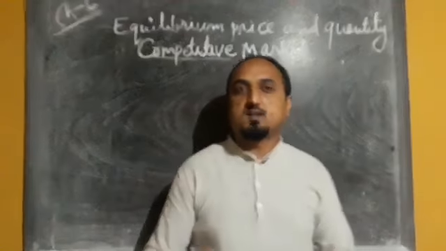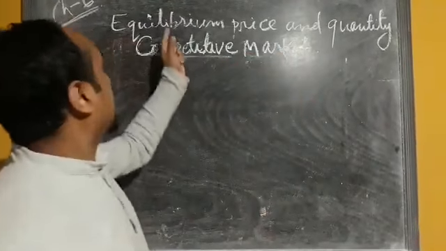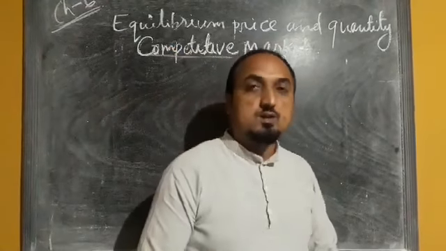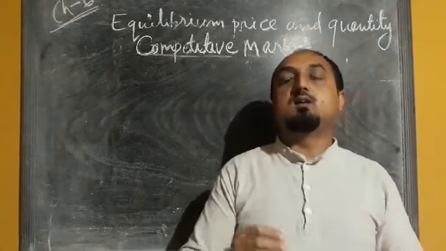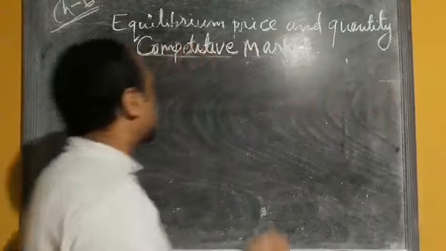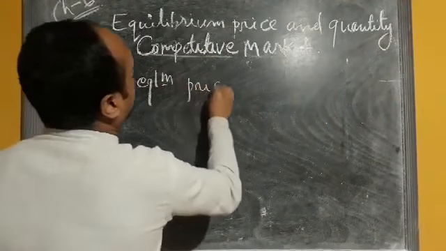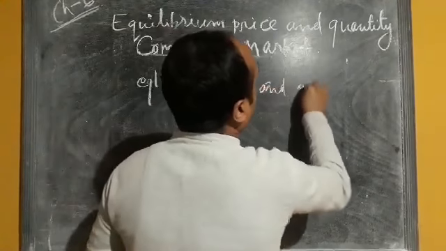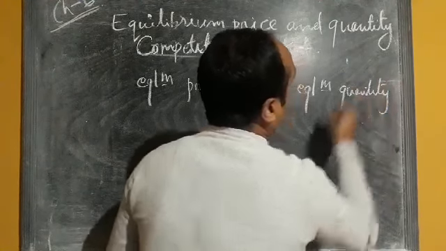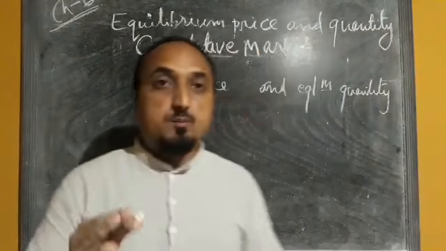My dear students, once again I am back with the same chapter number 6, with the topic equilibrium price and equilibrium quantity in a competitive market. In the previous class we had already done equilibrium price and equilibrium quantity, though I will recap this concept once. So, what is equilibrium price?